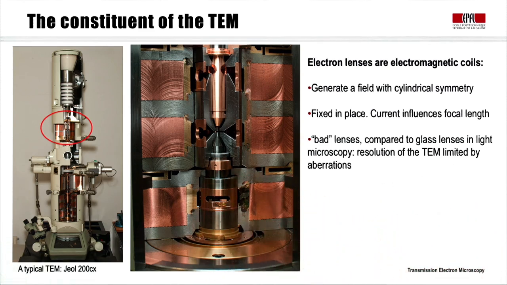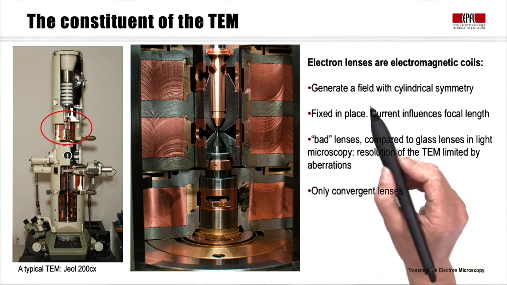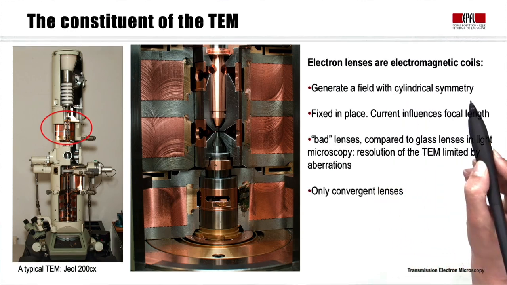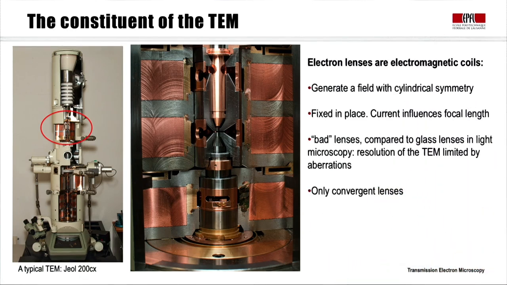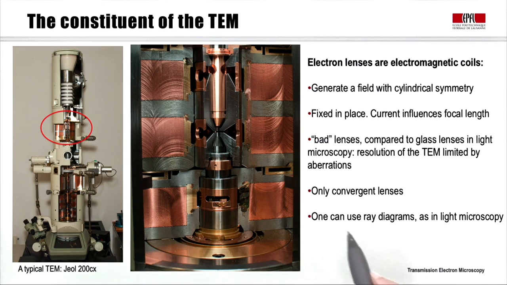We talked a little bit about this. They are bad lenses, so they have a lot of aberrations, and that will be the limiting factor to the resolution of the microscope. So the TEM is limited by the aberrations of this kind of lenses. That is why we will review the aberrations in the next lesson, as they are very important to understand the imaging properties of the microscope.